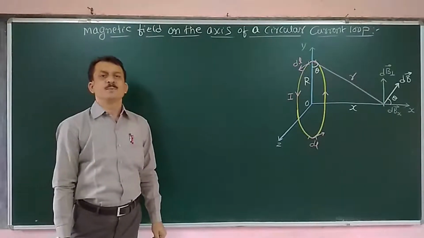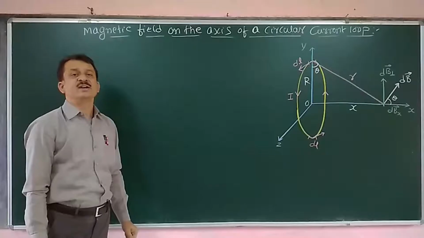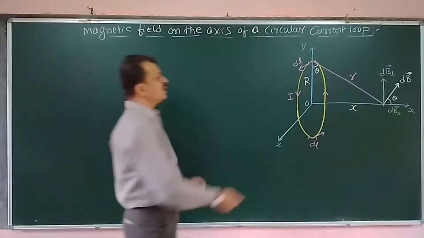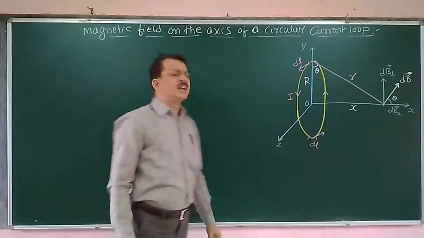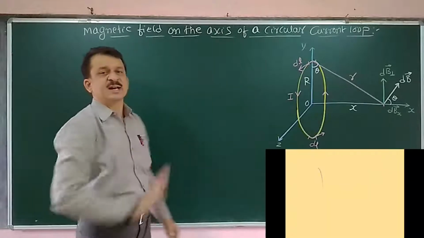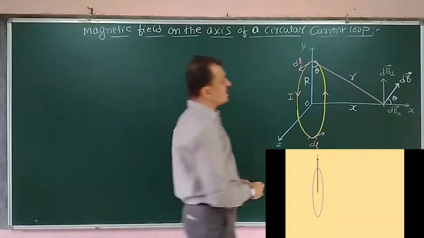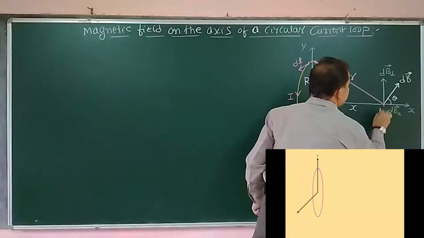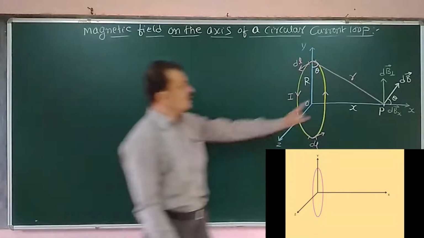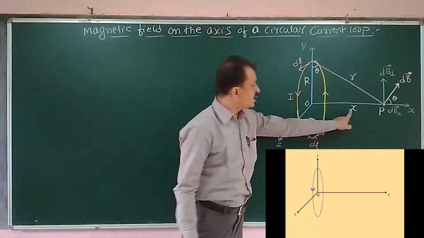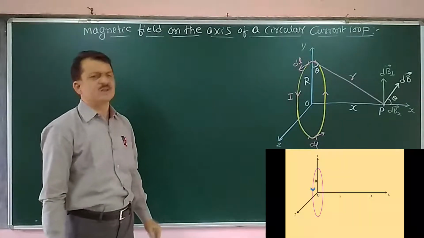Next we study one important derivation regarding the magnetic field on the axis of a circular current loop. So here we have a circular loop which is carrying a current. The direction of the current is as shown in the diagram. Our aim is to calculate the magnetic field at this point P, which is at a distance x from the center of the circular loop.